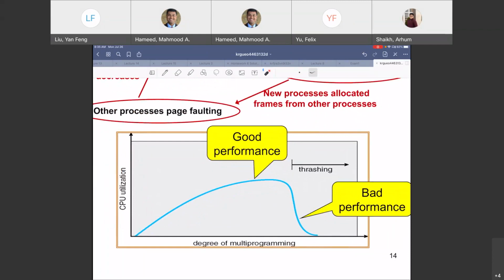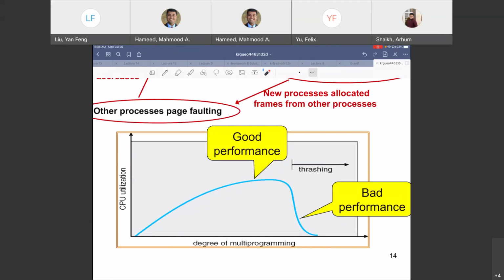So what do you want? You want to be here, right? You want your degree of multiprogramming to be high. I can work on 10 processes at once. So you want your degree of multiprogramming to be high, and you also want your CPU utilization to be high. So this is going to be your sort of good zone here.